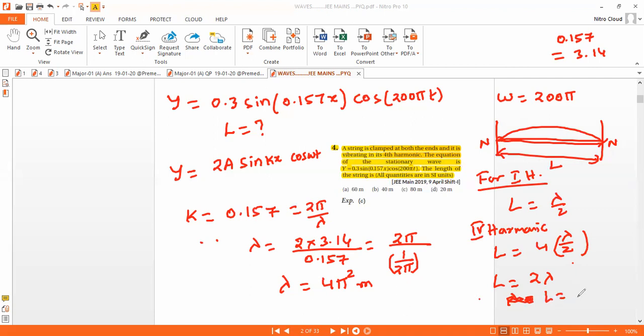2 into 4 pi square, that is 8 pi square. That is nothing but 8 times 3.14 whole square, approximately 80 meter.